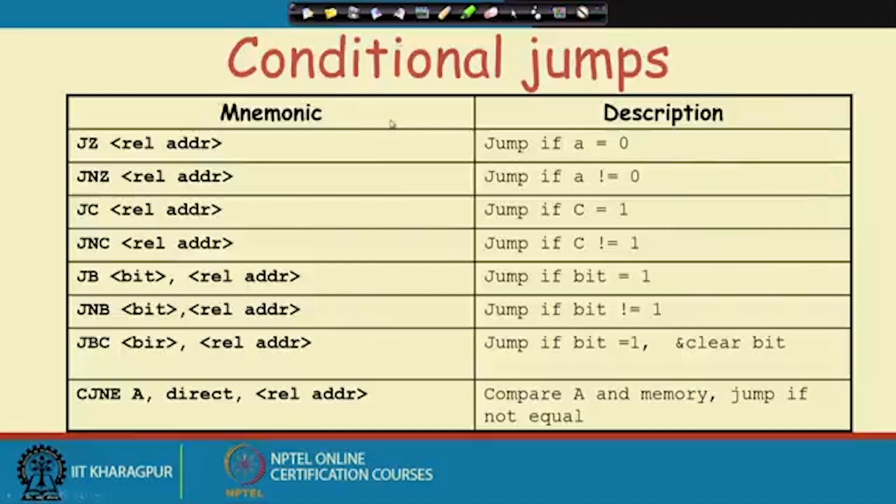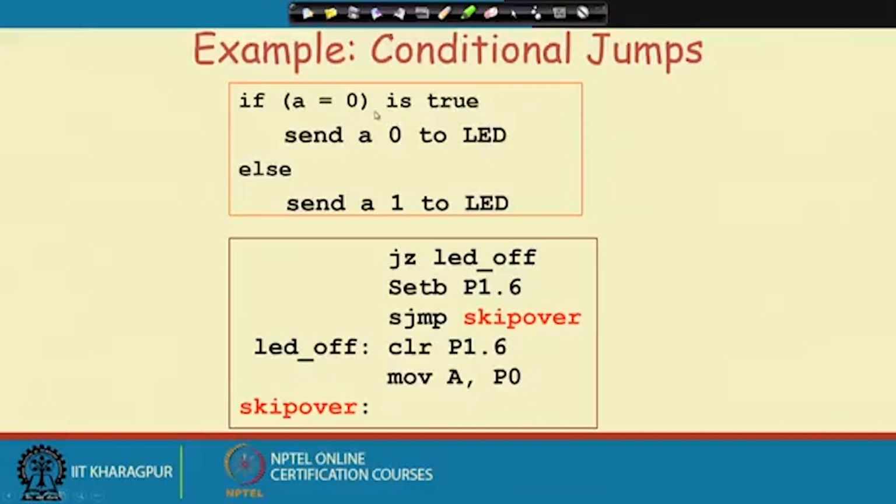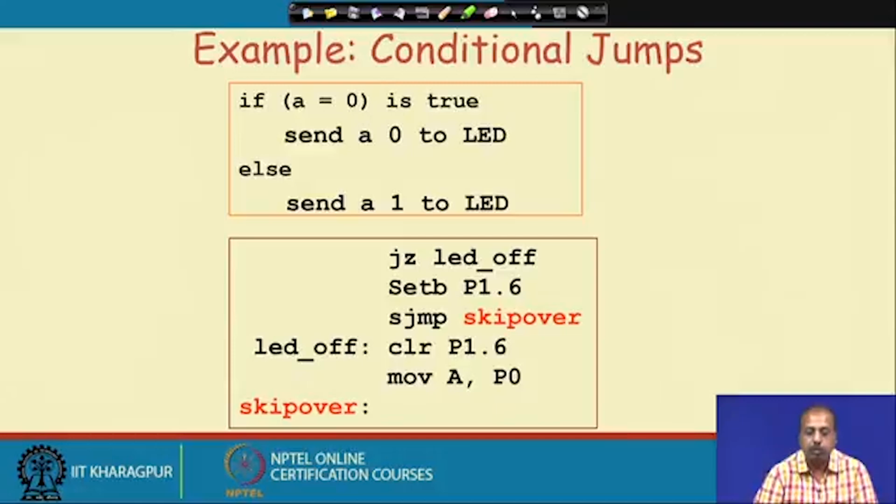This is one conditional jump example. Like in the high level, suppose we are writing: if A equal to 0 is true, then send a 0 to LED, that is, LED will be turned off, and otherwise we want to send 1 to LED, so LED will be turned on. So, here A means the accumulator register. So, JZ LED off: you jump on 0 to LED off.